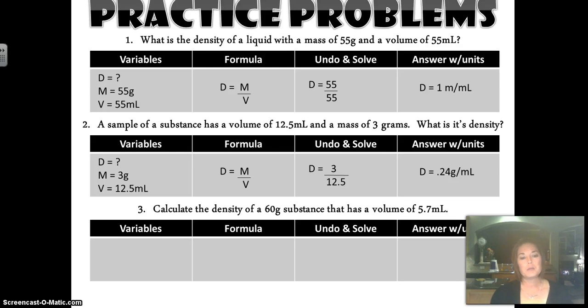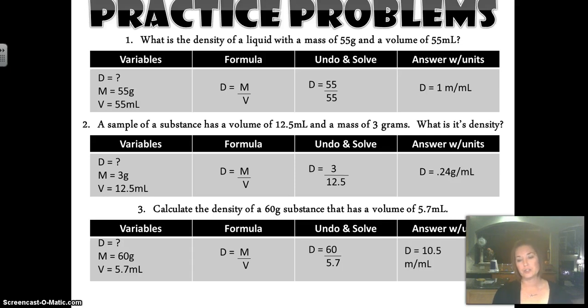For our third practice problem: calculate the density of a 60-gram substance that has a volume of 5.7 milliliters. Well, here are my variables. My mass is 60 grams. My volume is 5.7 milliliters. My formula is density equals mass divided by volume. My density equals 60 divided by 5.7.